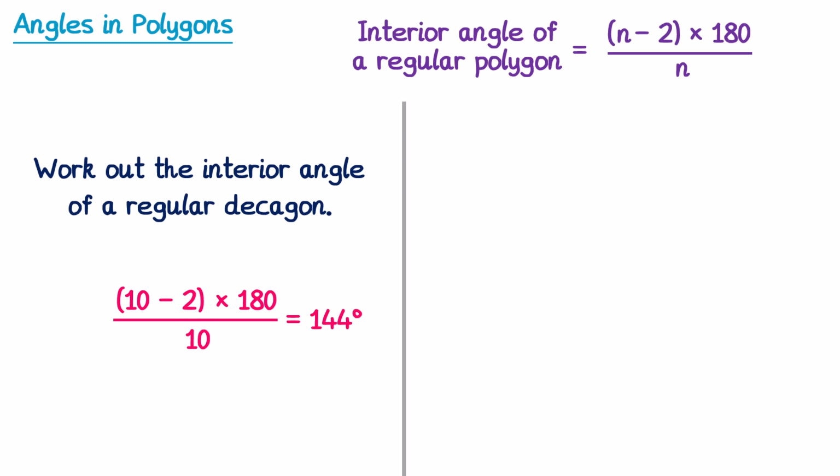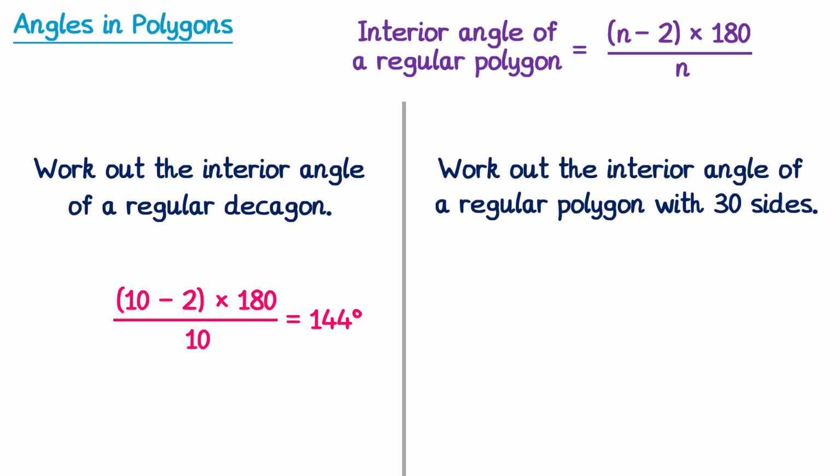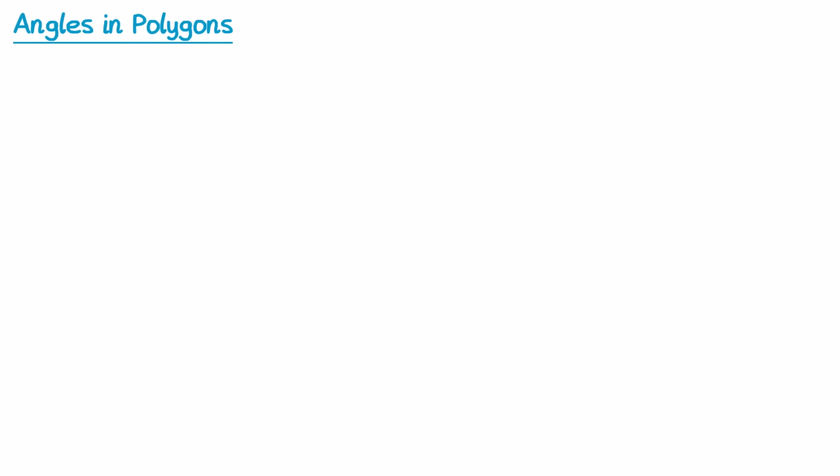And let's try this question here. Work out the interior angle of a regular polygon with 30 sides. So all we do here is replace the n in the formula with 30. 30 subtract 2 times 180 divide by 30. Typing this into your calculator will give you the answer of 168 degrees. So this is how you find the interior angle of a regular polygon, and it only works if the polygon is regular. Next we're going to take a look at exterior angles.